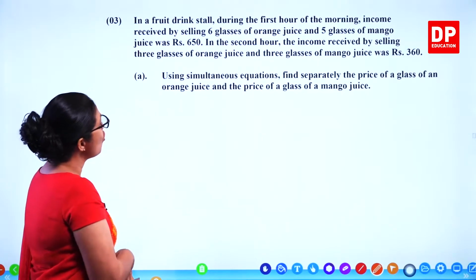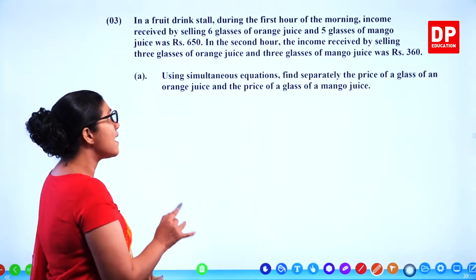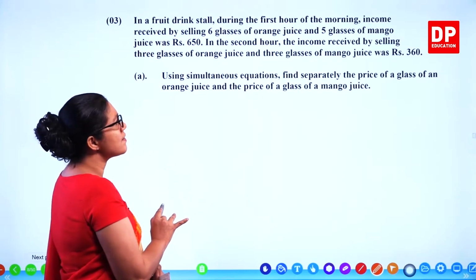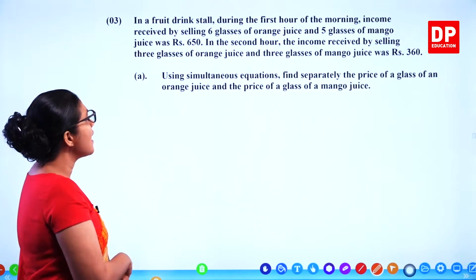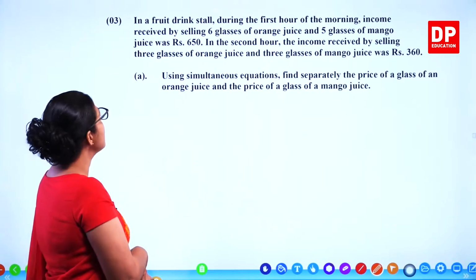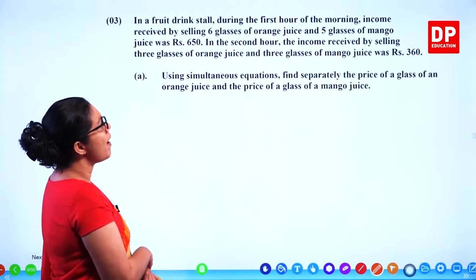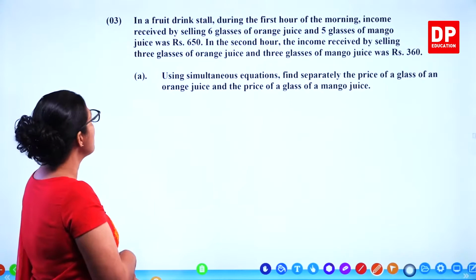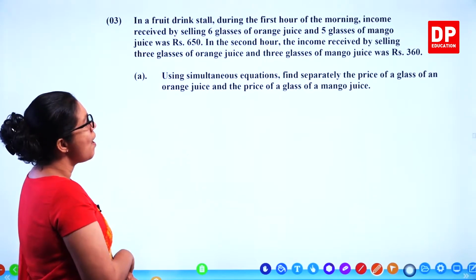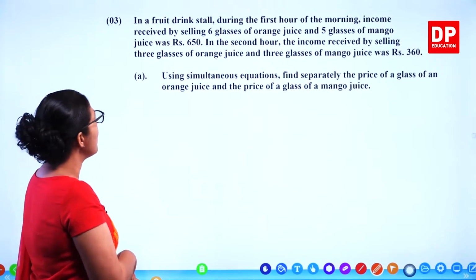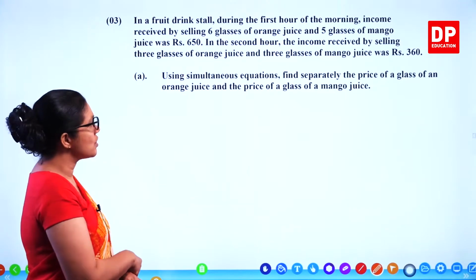In a fruit drink stall, during the first hour of the morning, income received by selling 6 glasses of orange juice and 5 glasses of mango juice was 650 rupees. In the second hour, the income received by selling 3 glasses of orange juice and 3 glasses of mango juice was 360 rupees. Using simultaneous equations, find separately the price of a glass of orange juice and the price of a glass of mango juice.